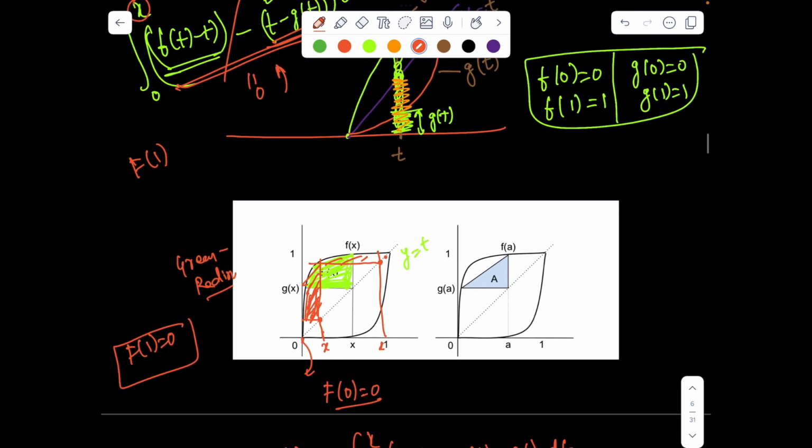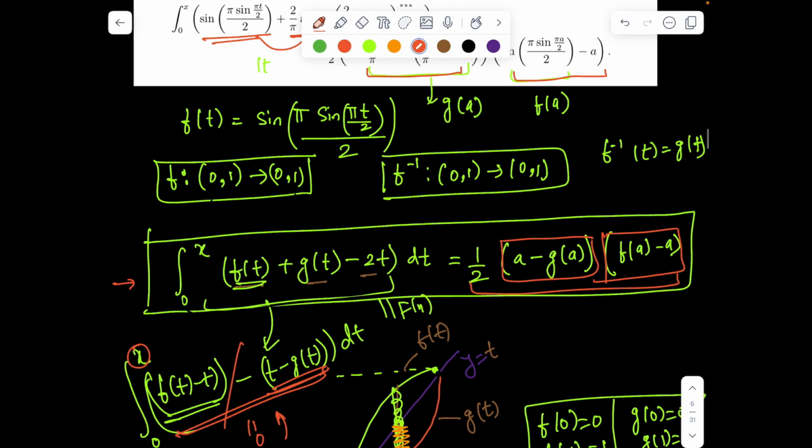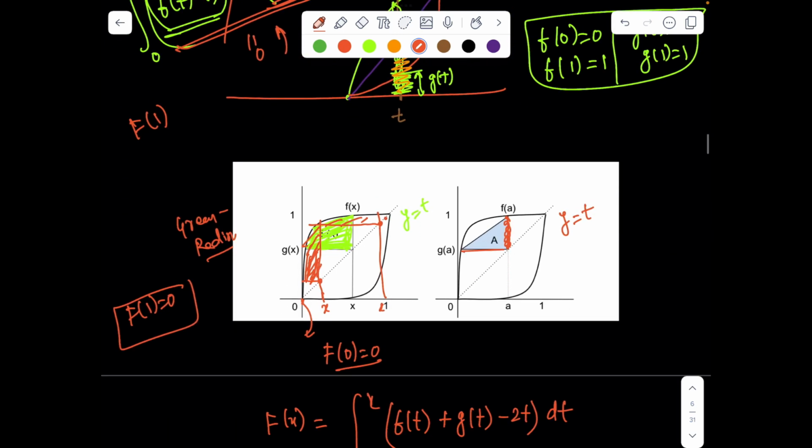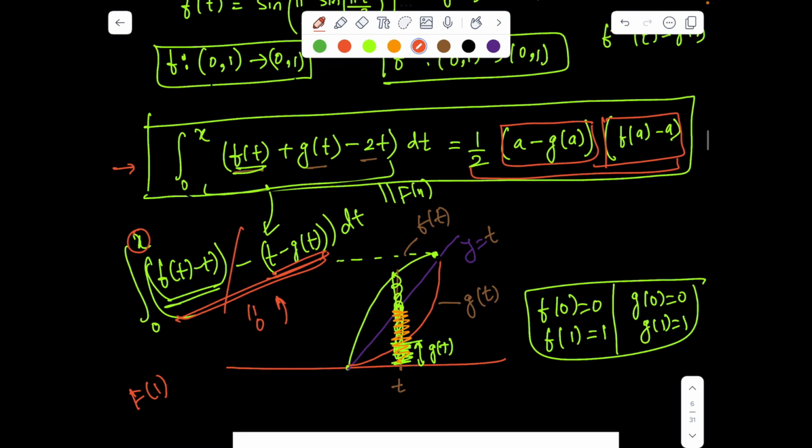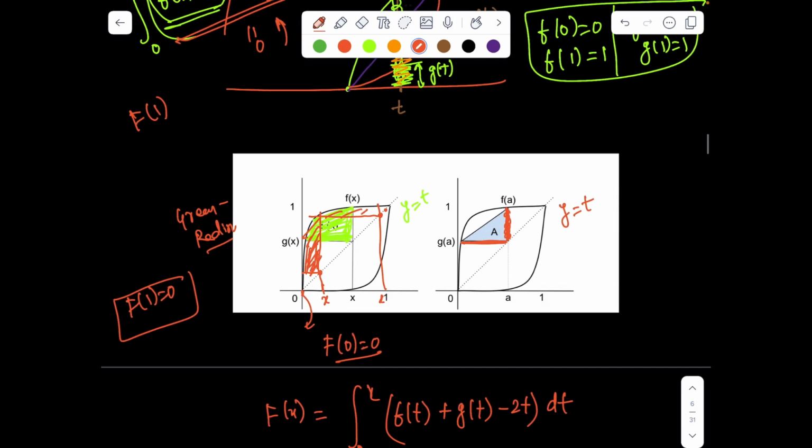So clearly it feels like half into base into height. So let's see f(a) minus a at any particular value of a. f(a) minus a is just this side because we have total f of a, and take away the height of the line y equal to t. So this size is basically f(a) minus a. Similarly, a minus g(a), exactly with the same logic as before, is going to be this distance. So half into (a minus g(a)) into (f(a) minus a) is nothing but this area of the hashed region, right?